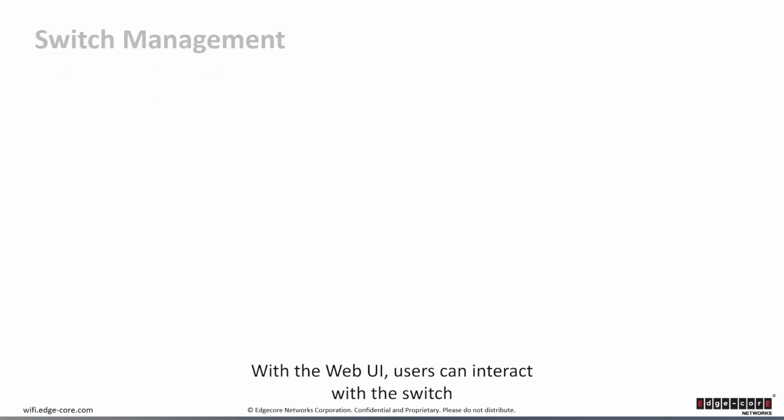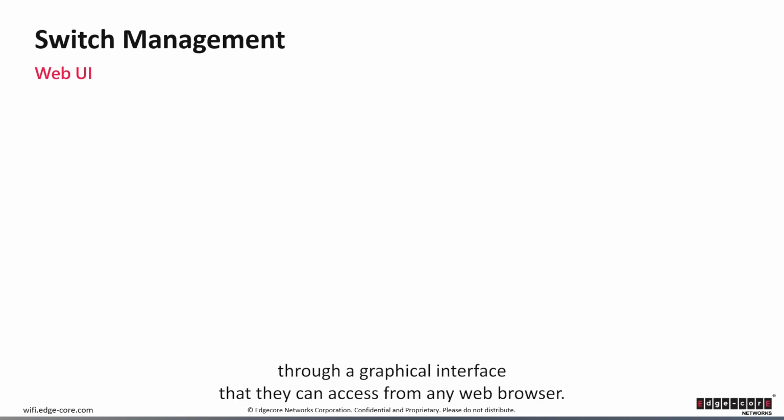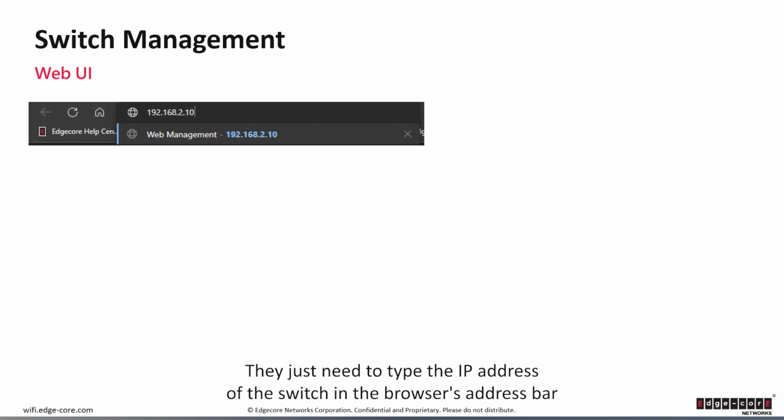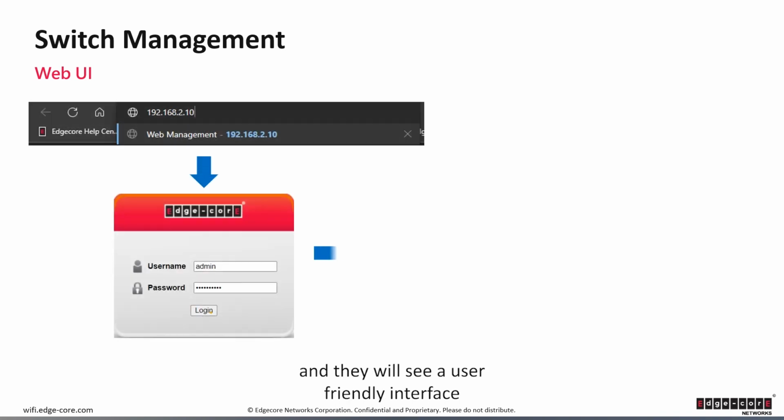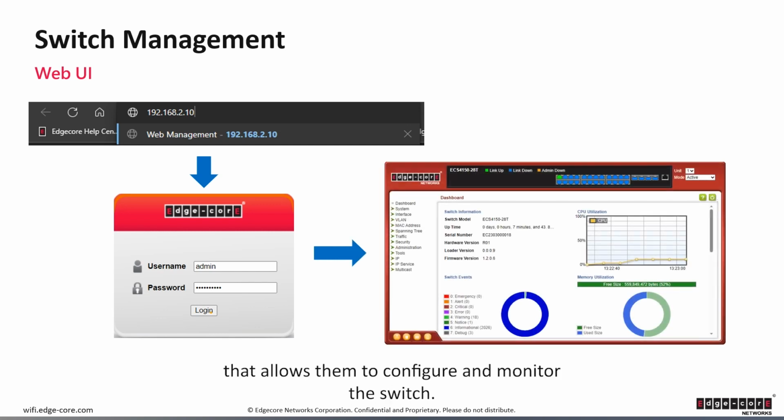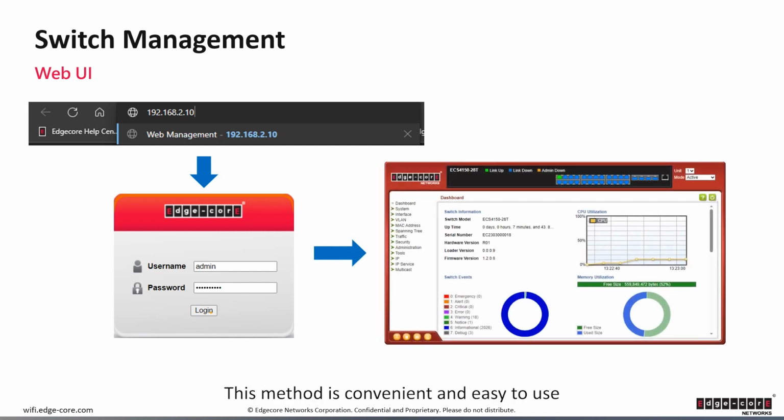With the web UI, users can interact with the switch through a graphical interface that they can access from any web browser. They just need to type the IP address of the switch in the browser's address bar, and they will see a user-friendly interface that allows them to configure and monitor the switch. This method is convenient and easy to use, as it does not require any special software or terminal emulation.